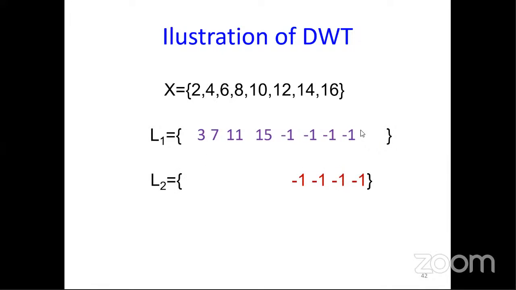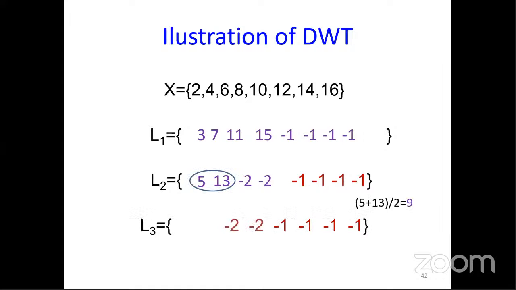Now you do one level. So this I'm retaining as such, and then I'm doing this 3, 7. If you add and divide by 2, you'll get 11 and 15. This is your approximation. Now you take the difference, this becomes the detail. So you are taking the sum and then you are taking the difference. That I'm calling the approximation and detail. So if you do this, you will be able to get this.